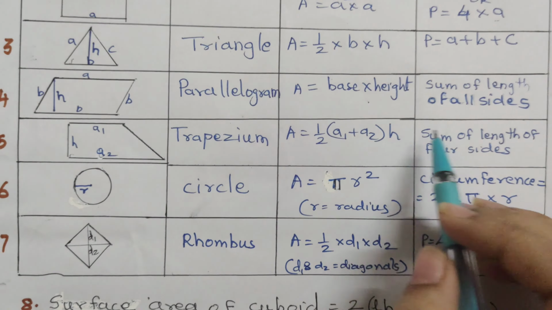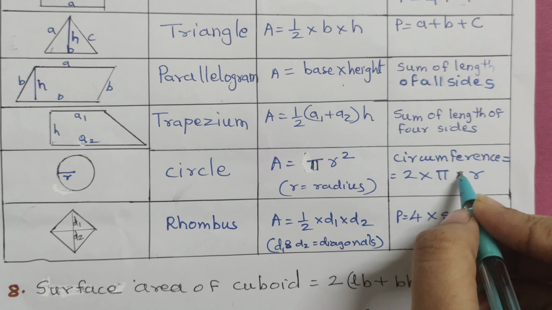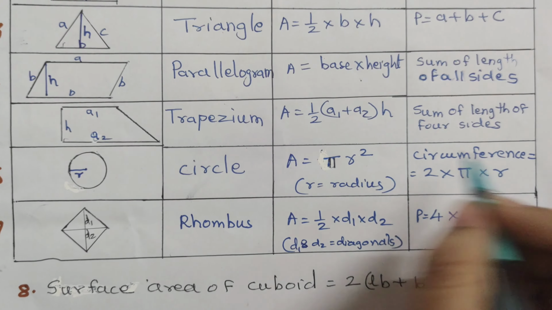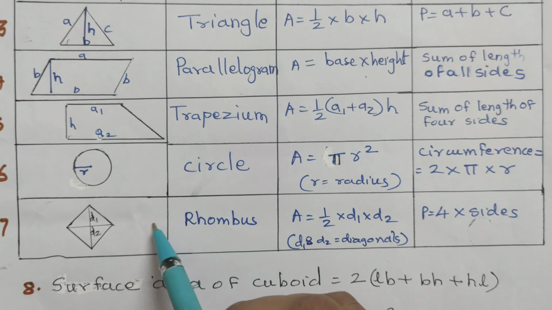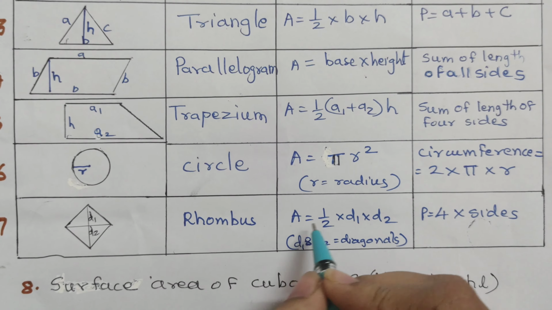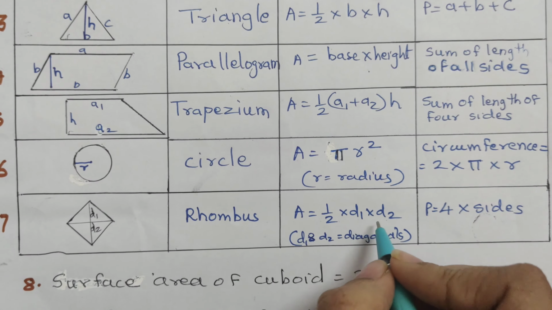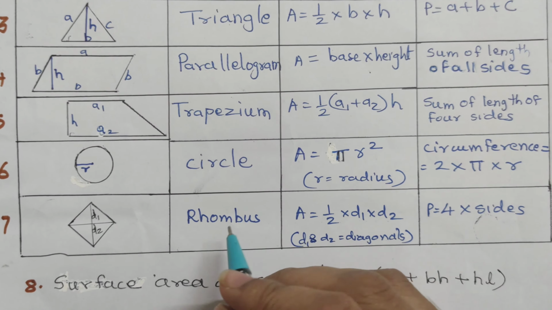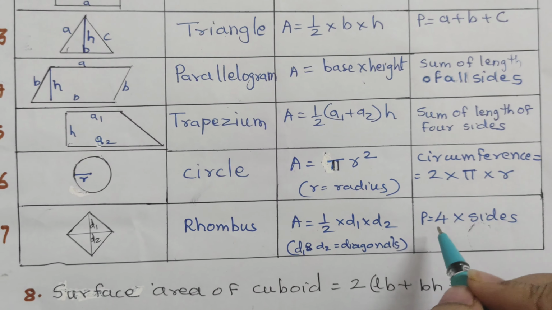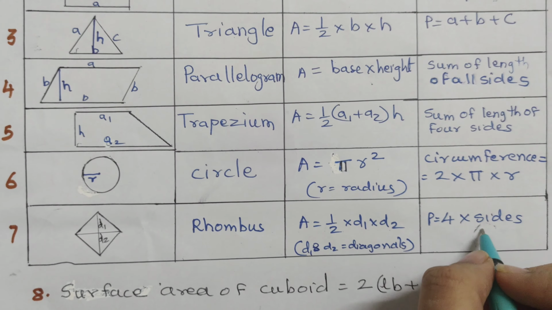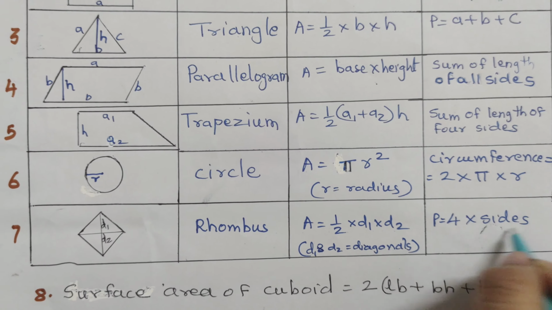Then area for circle is equal to pi r square, where r is the radius of the circle, and perimeter, meaning circumference of the circle, is equal to 2 into pi r. Then area for rhombus, A is equal to half into d1 into d2, where d1 and d2 are the diagonals of the rhombus, and perimeter P is equal to 4 into side.